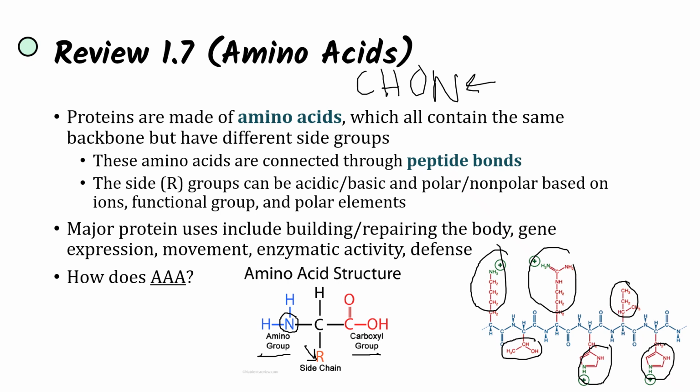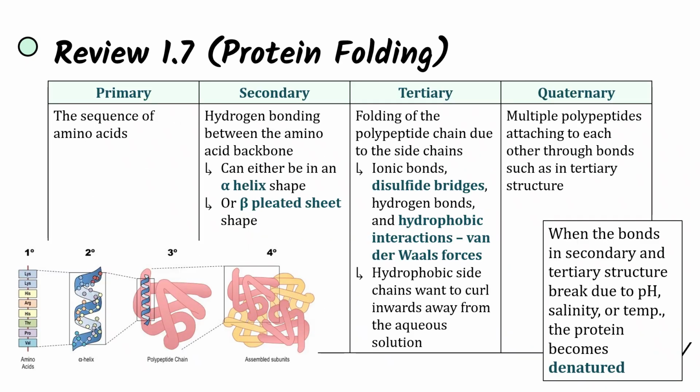So now we're going to talk about how we can determine the shape of the protein through the different stages of protein folding. We established that proteins are made out of separate amino acids, but each protein is different because of the different properties of the amino acids in determining the shape. There's the primary structure, which is just the sequence of amino acids. Then secondary, which is hydrogen bonding between the amino acid backbone, which can result in either an alpha helix shape or a beta pleated sheet.